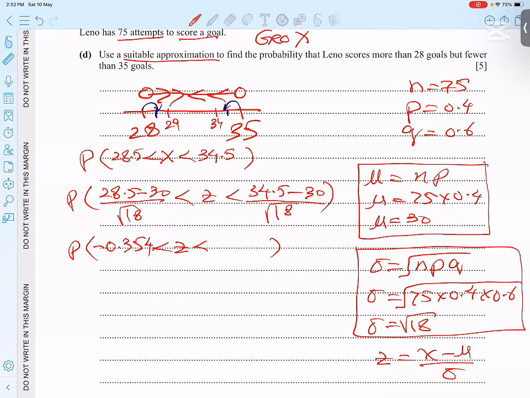Let me recheck once again, because a small mistake will give a wrong answer. This is 0.354. And what is the other value? Let me check the other value: 34.5 minus 30 over root 18. And I'm getting here, students, 1.061. You have to write it to 3 decimal places. 28.5 and 34.5, yes, all okay.